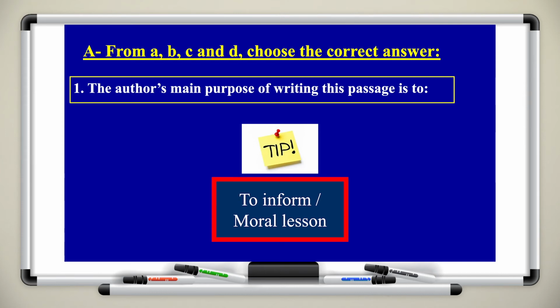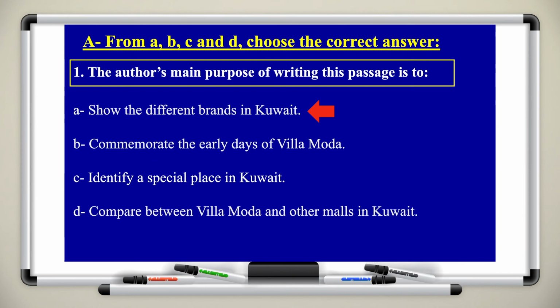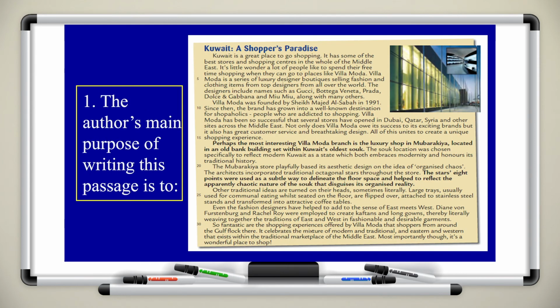So it's either to inform or there is a moral lesson. So what do you think is the purpose? To show the different brands in Kuwait? To commemorate the early days of Villa Moda? To identify a special place in Kuwait? Or to compare between Villa Moda and other malls in Kuwait? Look at the text and try to find the answer.